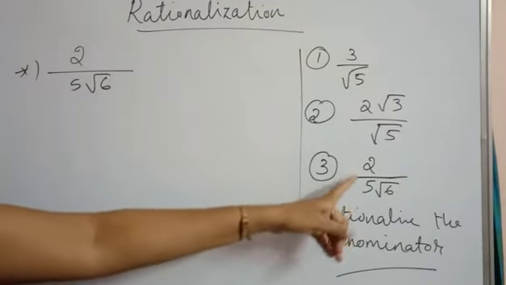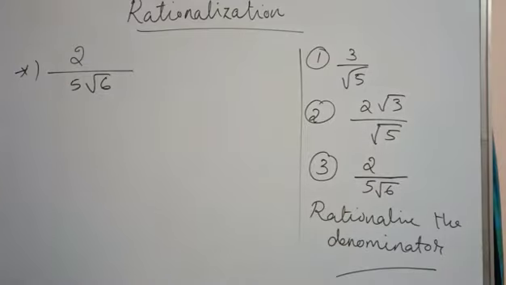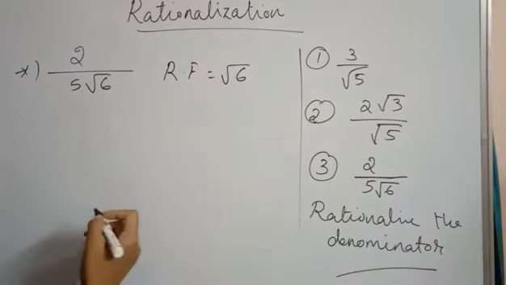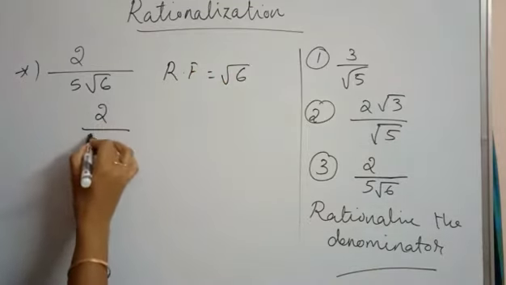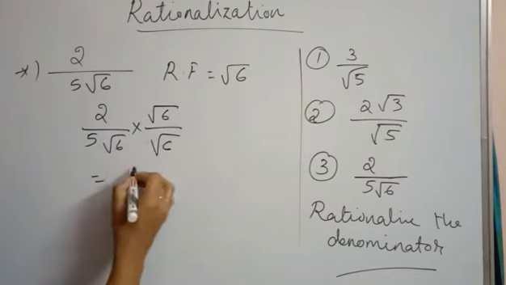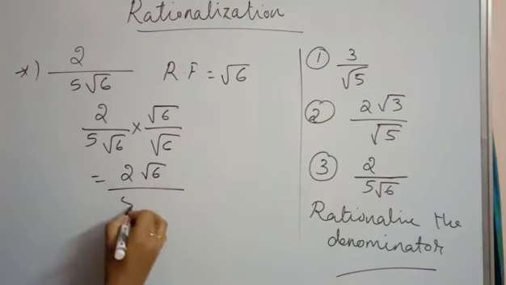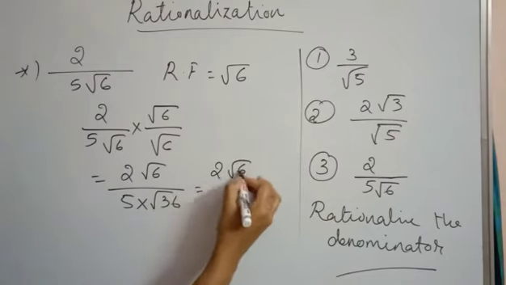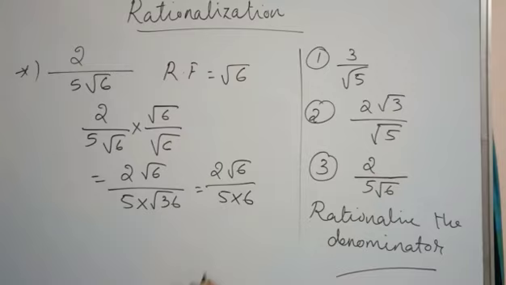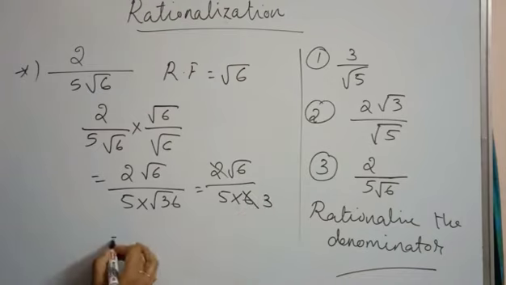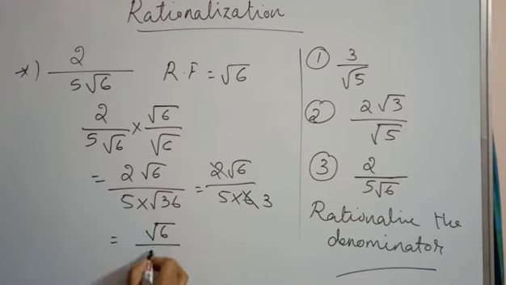Consider the third question, that is 2 by 5 square root of 6. In this case the rationalizing factor is square root of 6. Now let's multiply it with both the numerator as well as the denominator. So you'll get 2 square root of 6 by 5 into root of 36. So that is equal to 2 square root of 6 by 5 into 6, because square root of 36 is 6 here. Now let's cancel this 6 and 2. You'll get 3. Your final answer will be square root of 6 divided by 15.